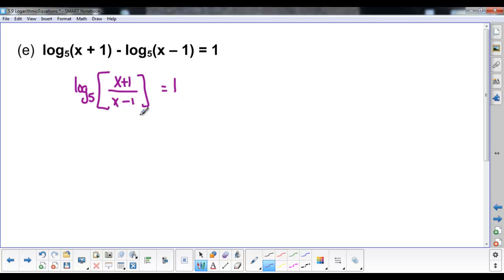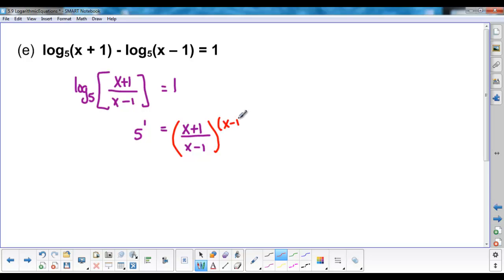And same as last time, we'll write an exponential form. So 5 to the power of 1 equals x plus 1 over x minus 1. You don't want to deal with fractions, so the best way to deal with that is multiply both sides by your denominator, x minus 1. So our denominators will cross out on the right side, leaving us with just x plus 1.